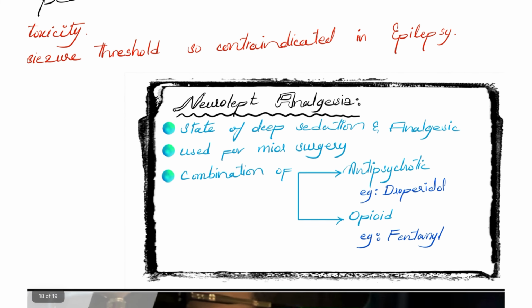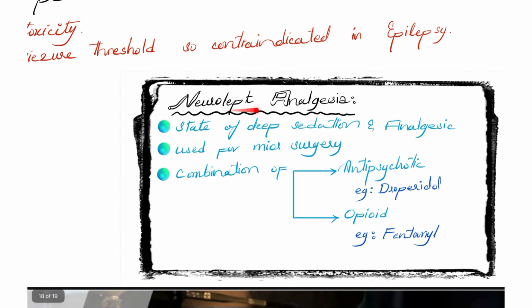There is one kind of analgesia that is called neuroleptic analgesia. It is a state of deep sedation and analgesia used for minor surgery. It is a combination of an antipsychotic drug like droperidol and an opioid like fentanyl, to produce deep sedation as well as analgesia or a painless condition.